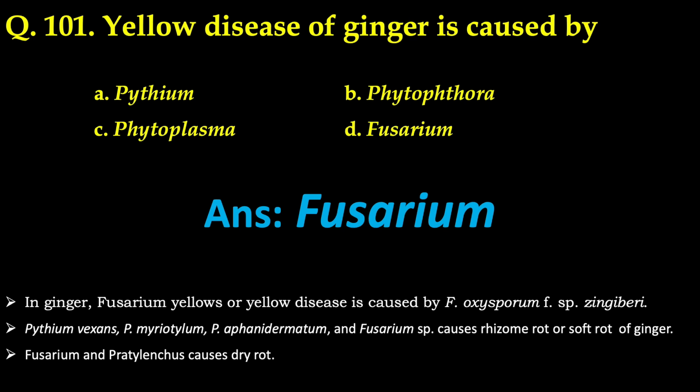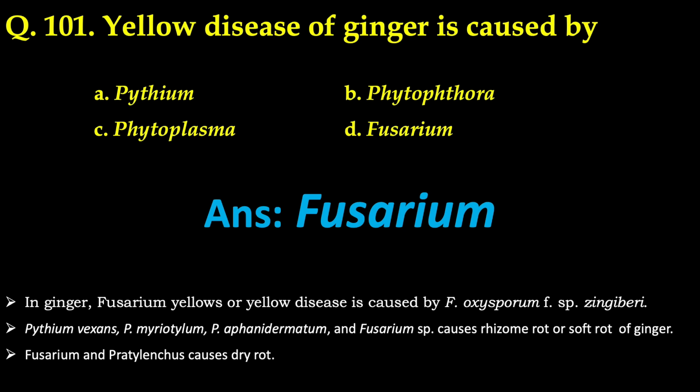On the other hand, Pythium vexans, Pythium myriotylum, Pythium aphanidermatum and Fusarium species are also reported to cause rhizome rot or the soft rot of ginger. The disease caused by Fusarium in ginger is called yellow disease because the leaves of the infected plant turn yellow from top to bottom, which is very prominent from a distance.